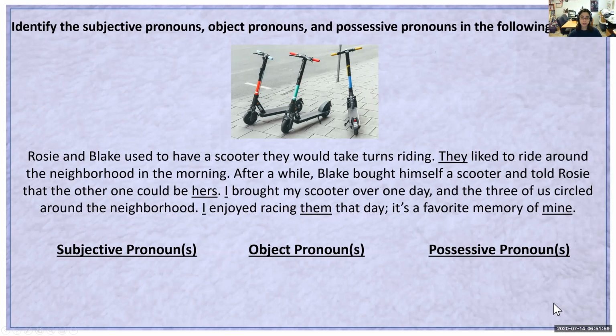So if you wrote hers under the possessive pronouns category, you are correct. Blake is telling Rosie that she can own the other scooter, so it's demonstrating ownership. Okay, what about the pronoun I?